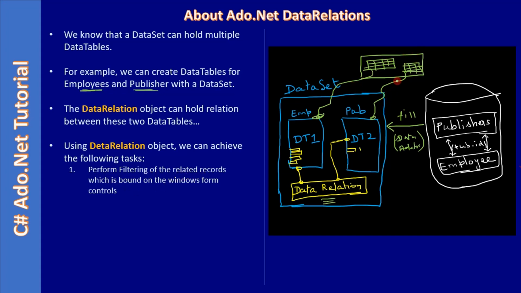Say for example, you can pick a specific publisher record and display all the employees who work for that specific publisher, right? So what happens in the front end? A record is picked, and this data relation will take care of the currently selected record and display all the relevant records in the employee grid, right? These two tables are linked to the data grid view, but internally they are linked in ADO.NET via the data relation, so you can perform the filtering.